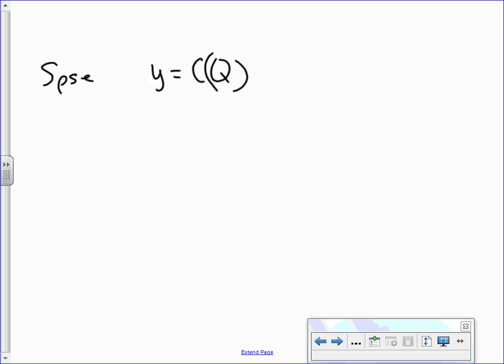Suppose I have a function, and instead of calling it f of x, I call it c of q. All right, instead of f of x, it's c of q, and c stands for cost. Maybe it's in dollars, maybe it's in thousands of dollars or something. And q stands for order size. How many did you purchase? Just a number, okay?